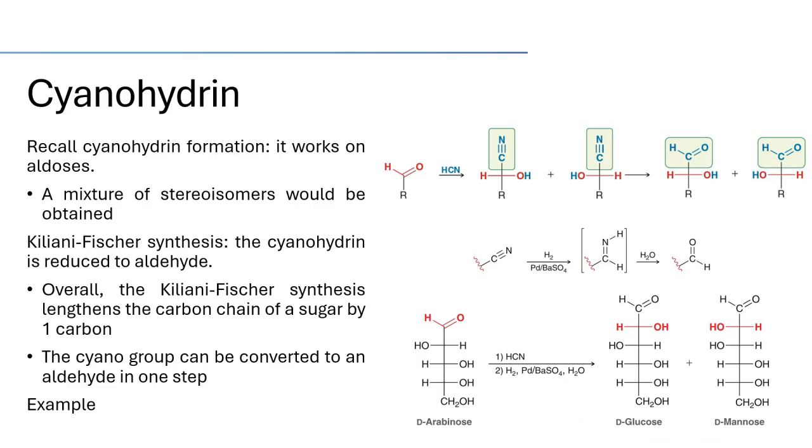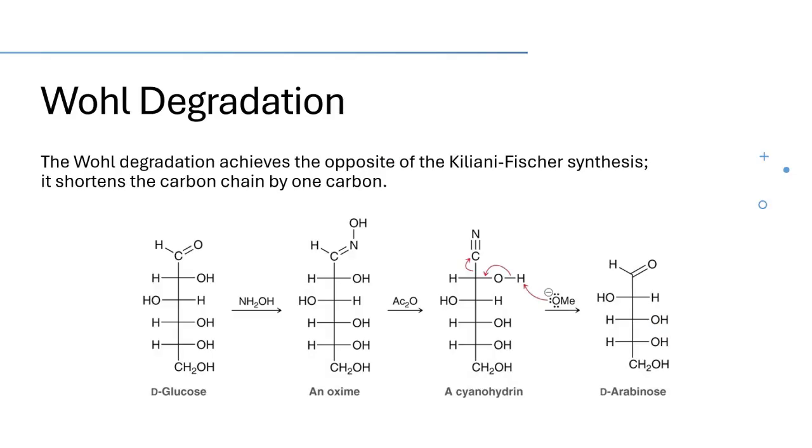Wohl degradation. The Wohl degradation achieves the opposite of the Kiliani-Fischer synthesis. It shortens the carbon chain by 1 carbon. The reagents here, given in this example with D-glucose as our starting sugar, are NH2OH, which will form an oxime, followed by Ac2O, which will result in a cyanohydrin, and then a strong base will give us D-arabinose.